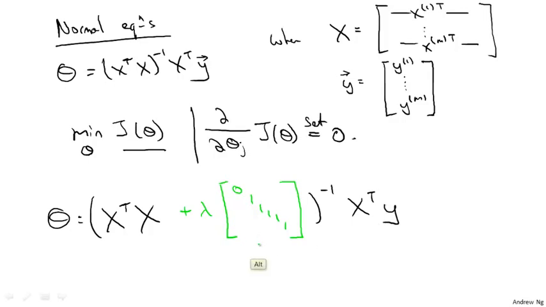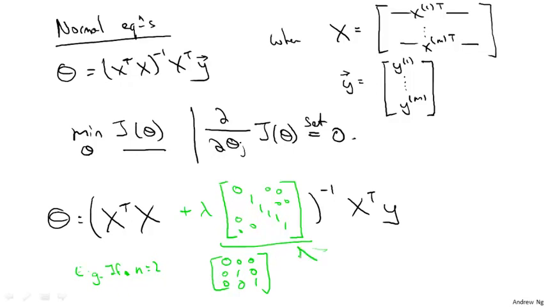So this matrix I've written in green is a matrix with a 0 in the upper leftmost entry, then 1s in the rest of the diagonal, and zeros on all the off-diagonal entries as well. Just to be concrete, if n is equal to 2, then this would be a 3 by 3 matrix: 0, 1, 1 on the diagonal, and zeros in the off-diagonal entries. More generally, this matrix will be an n plus 1 by n plus 1 dimensional matrix, the same dimension as X transpose X. If you implement this, it turns out to be the solution you would get if you set the derivatives of J equal to 0, and this gives you the generalization of the normal equation to the regularized case.